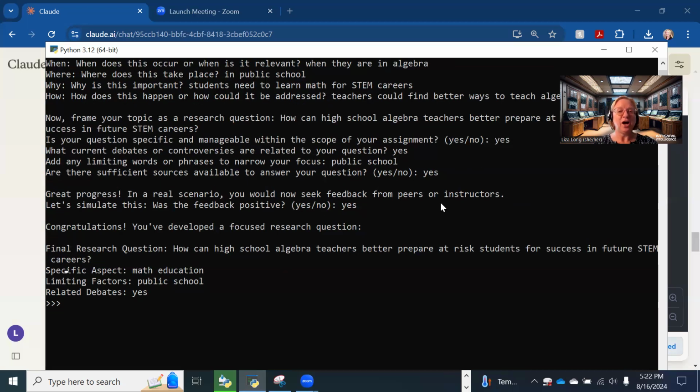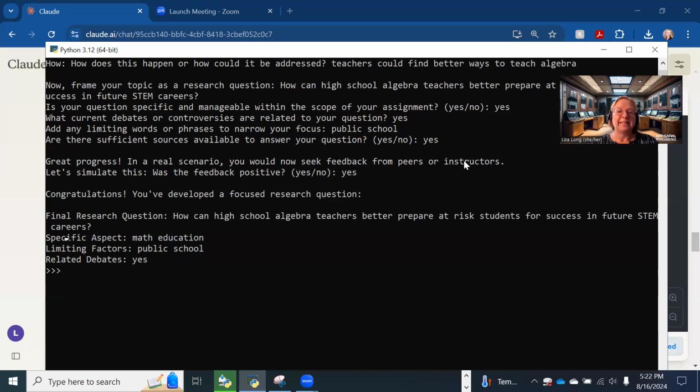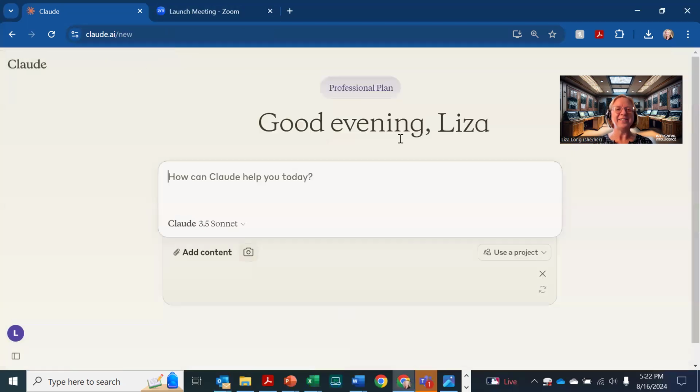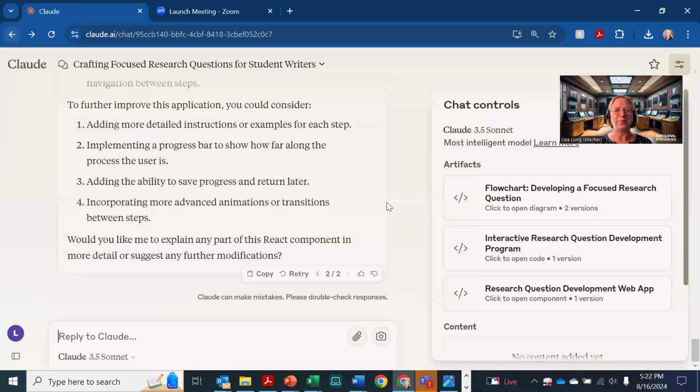So now it's telling me, good job. Now I would seek feedback from peers or instructors. You'll be getting that through the class. We'll just pretend that the feedback was positive. And now it gives us that summary. So I did not write this code, right? I just asked Claude to write the code for me, and it did. Right. And that was kind of fun.